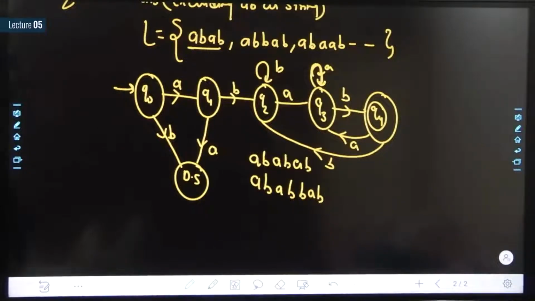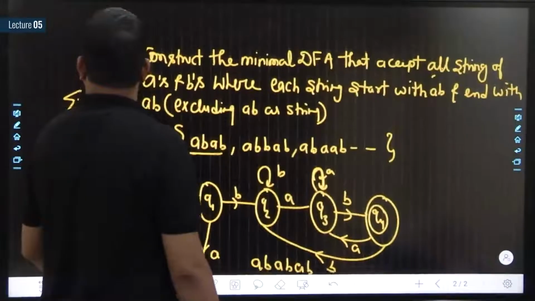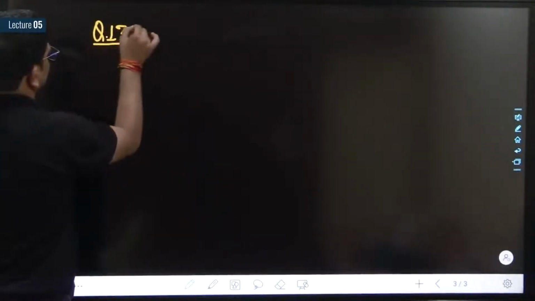No. Move to the next question. Question number 13. What is the question number 13?